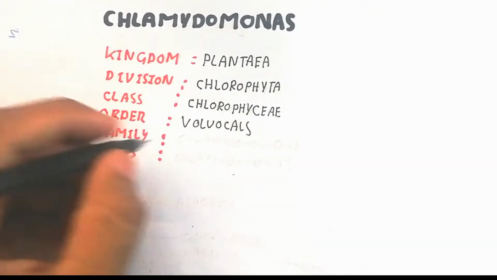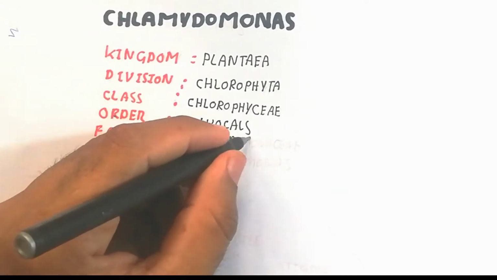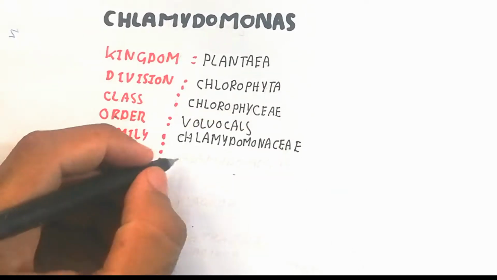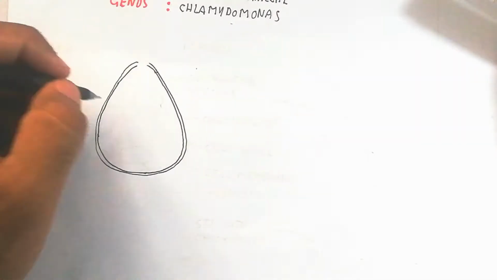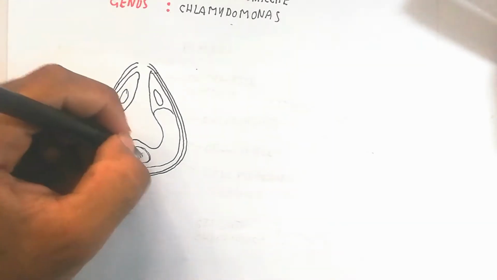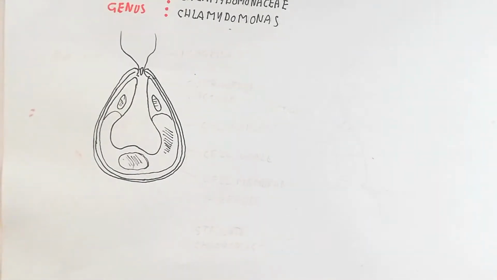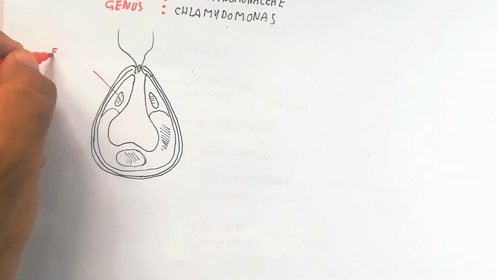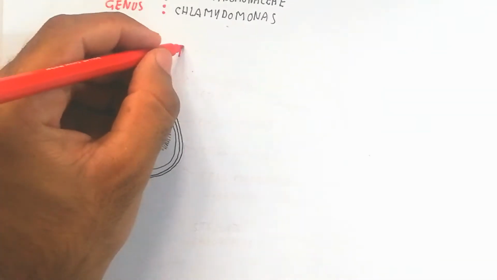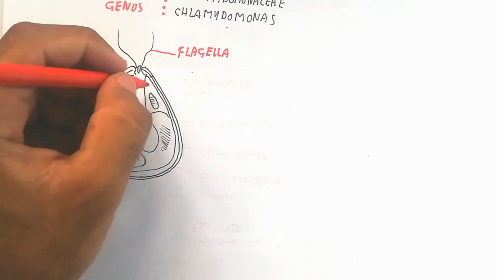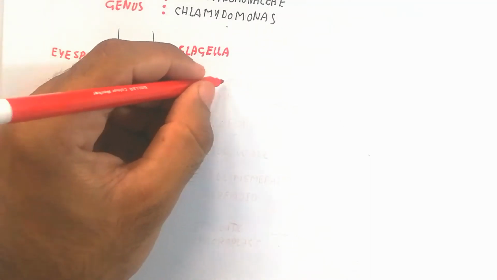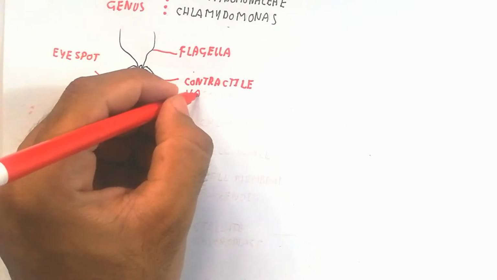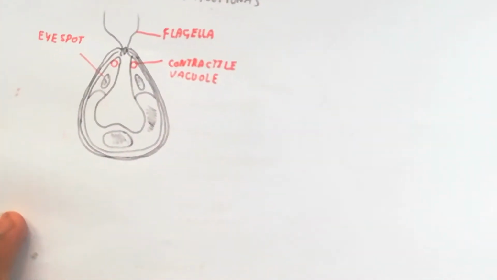That is related to the kingdom Plantae, which is autotrophic, using the energy from light to produce ATP and NADPH, used in the Calvin cycle and the electron transport chain through light. So here is the basic general structure of Chlamydomonas. It is unicellular and contains flagella, a pair of flagella at the anterior part of the cell.